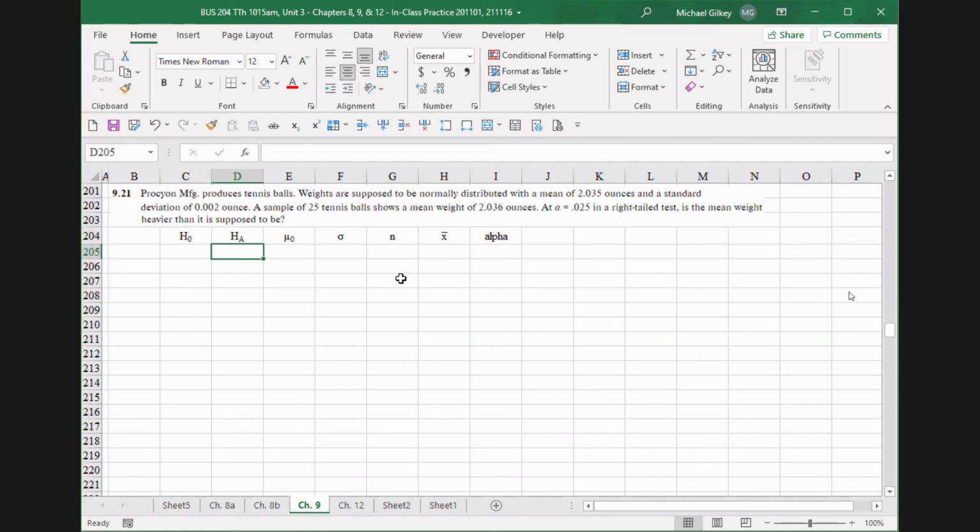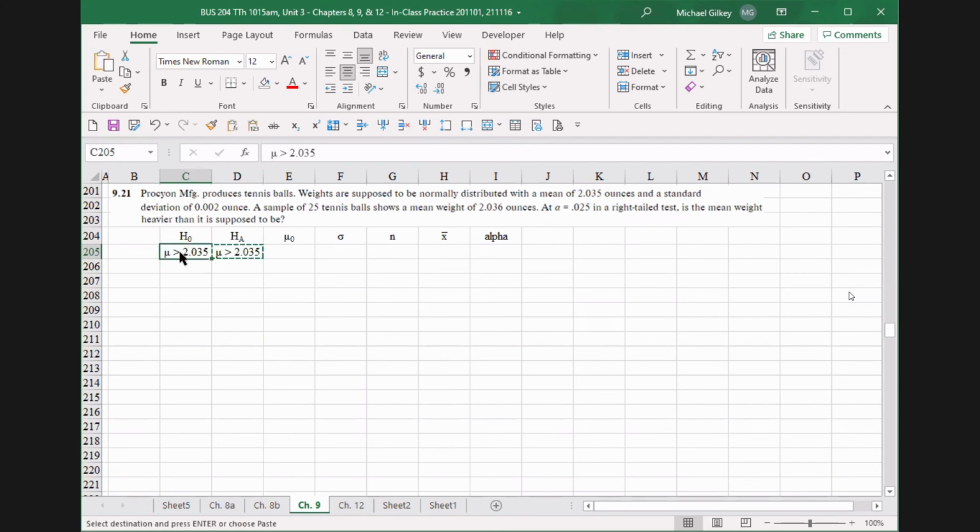Oh, we're just doing the mean. Yeah. So mu is greater than... We're hypothesizing. Remember, we're always hypothesizing about the population. We're going to know what the sample is. We're hypothesizing about the population. Okay, so it's mu. Exactly. It's mu is greater than 2.035. Exactly. That means H naught is mu is less than or equal to 2.035.